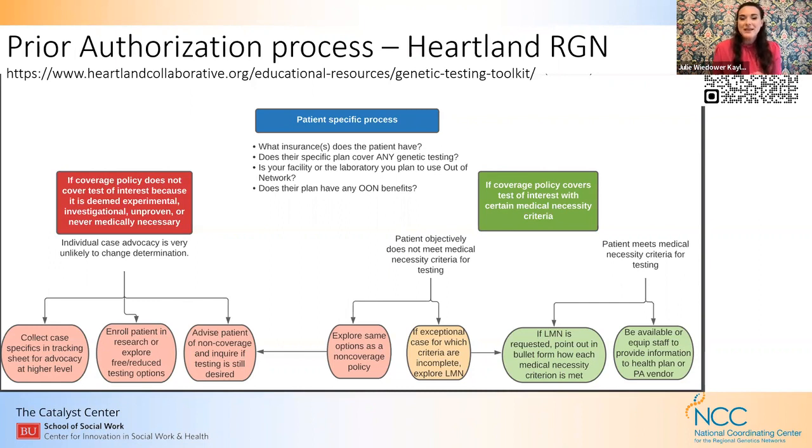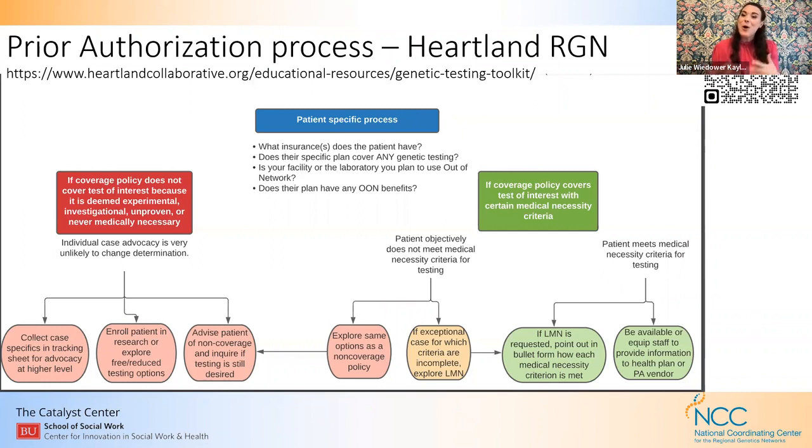Whenever we see a patient in clinic, it's really helpful to know what insurance they have. That may seem obvious, but I think without awareness, some of our non-genetics colleagues may not always be used to checking this. And then, does their specific plan cover any genetic testing? Is it a covered service, or is it a plan exclusion? And then, is your facility or the laboratory you plan to send to in or out of network? The patient may not have out of network benefits, and that could be important to evaluate.